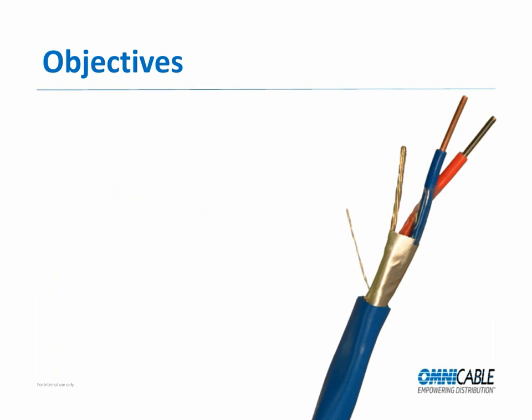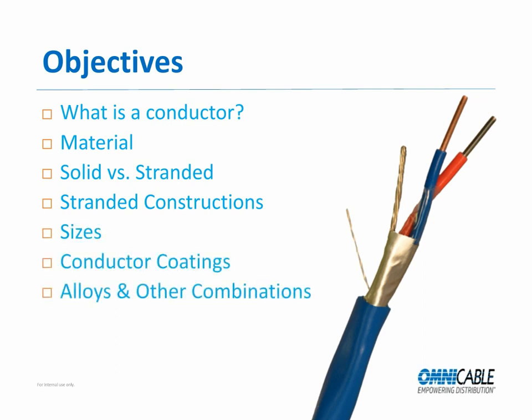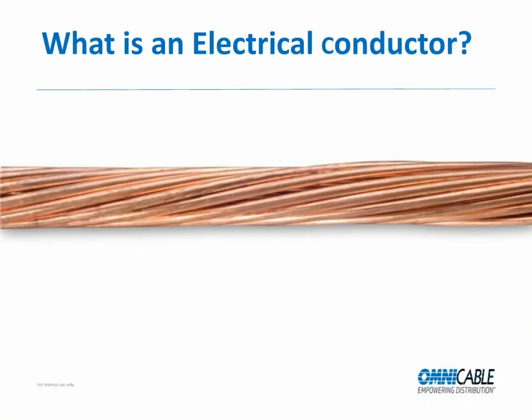identified our main objectives. We will learn what a conductor is, which materials are used to construct a conductor, and what the difference is between solid versus stranded, along with which stranded constructions are available. We will also discuss conductor sizes, conductor coatings, and different alloys. This module will conclude with a short quiz to see how much you learn about conductors and stranding of wire and cable.